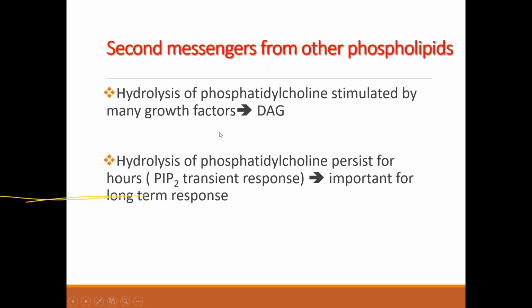Second messenger DAG also comes from other phospholipids like phosphatidylcholine. We still get DAG from the hydrolysis of phosphatidylcholine, a phospholipid from the membrane, and this hydrolysis will persist for hours. Compared to phosphatidylinositol bisphosphate, PIP2, whose response is very transient, the response of another type of phospholipid like phosphatidylcholine persists longer. So this one is very important for the long-term response.